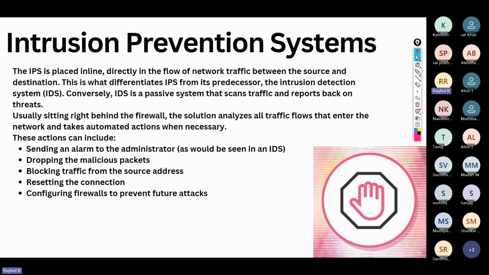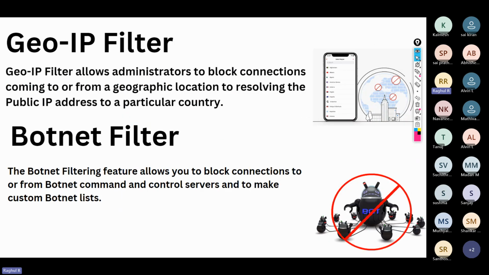Okay, so intrusion prevention system or detection. This also I have a separate slide. So, GeoIP filter. If the administrator wants to block any data based on the geographical location, for example, if you wanted to block all the data from China, Pakistan, or the US, you can easily do that based on this GeoIP filter.